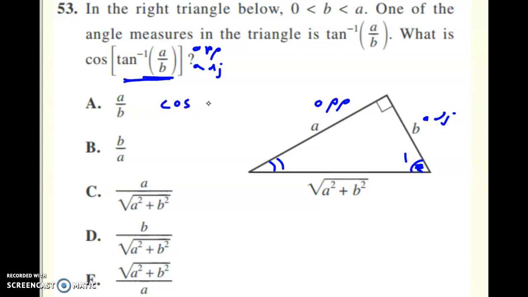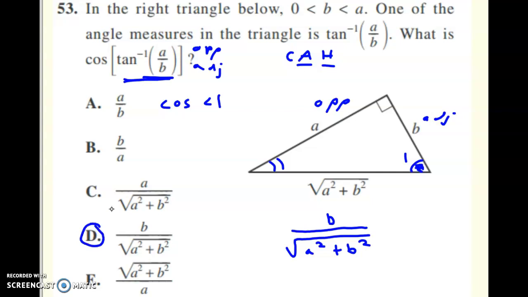Now I want to do the cosine for angle 1. Once I figure this out, I want to do the cosine. Cosine would be adjacent over hypotenuse. For this particular angle, its adjacent side is B, and its hypotenuse is this crazy looking expression, the square root of a squared plus b squared. So we use the inverse tan to find the angle, and then the cosine ratio for that angle is b over the square root of a squared plus b squared. That is our answer.